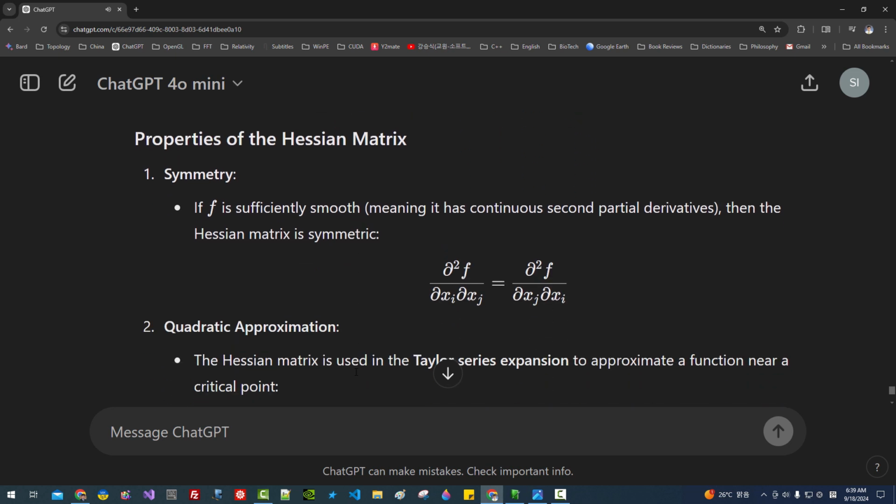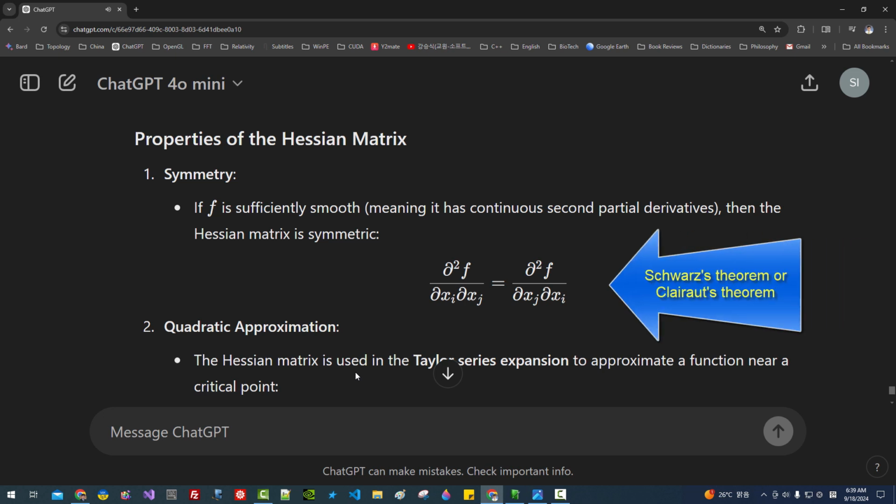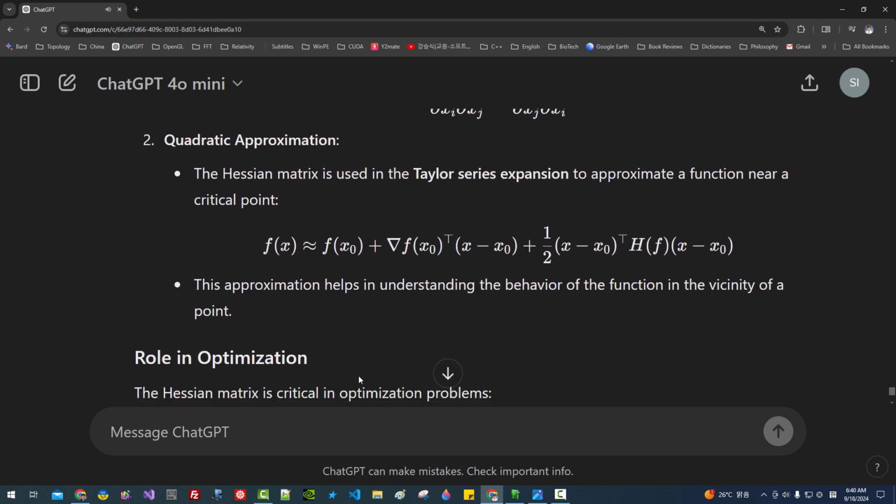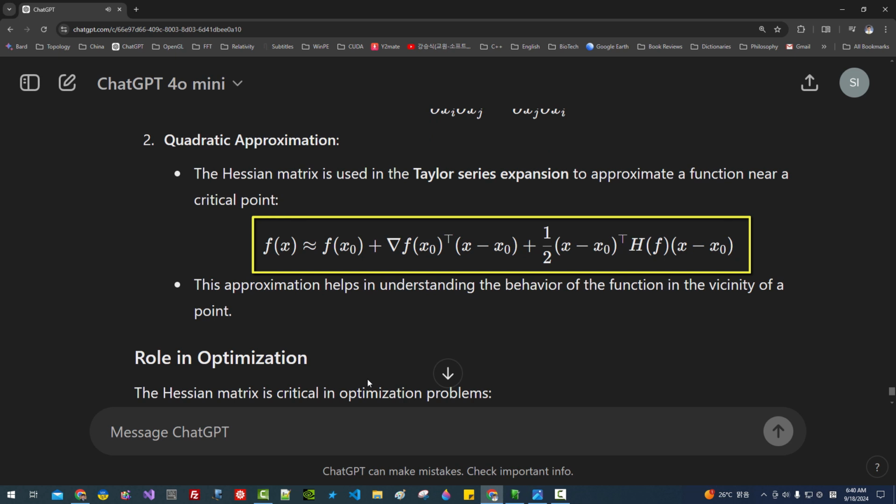Properties of the Hessian matrix. 1. Symmetry. If f is sufficiently smooth, meaning it has continuous second partial derivatives, then the Hessian matrix is symmetric: ∂²f/∂xi∂xj equals ∂²f/∂xj∂xi. 2. Quadratic approximation. The Hessian matrix is used in the Taylor series expansion to approximate a function near a critical point. f(x) ≈ f(x0) + ∇f(x0)ᵀ(x − x0) + 1/2 (x − x0)ᵀ H (x − x0). This approximation helps in understanding the behavior of the function in the vicinity of a point.